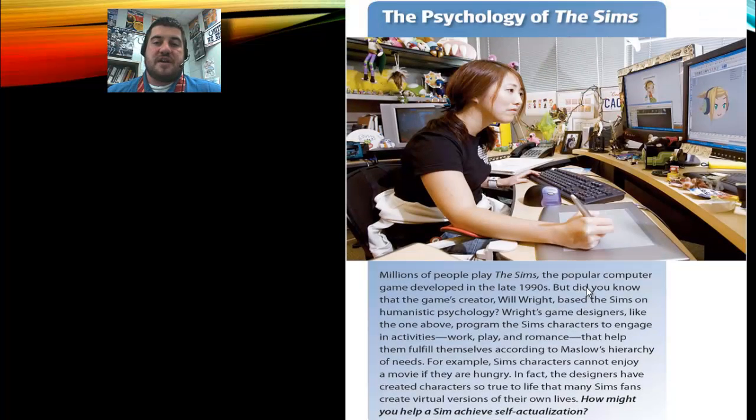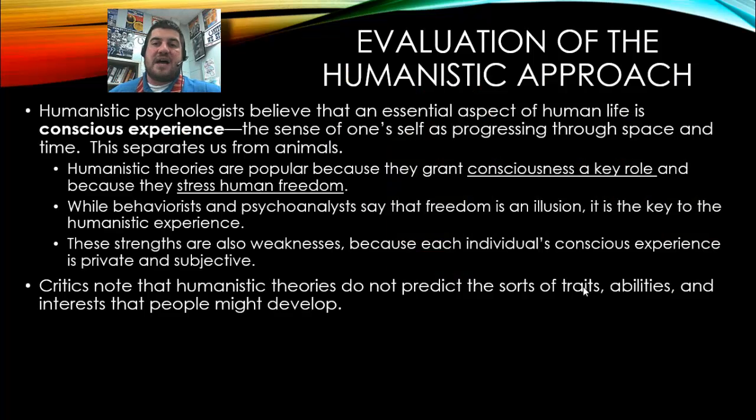And this is just a little thing from your book, but I wanted to put it here because it's from The Sims. The Sims is a popular game, and the creators actually focus the game's needs on Maslow's hierarchy of needs. Your Sims won't do anything if they're not fed, or if they don't have any water, or if they're not clean. You know, they need those basic needs before they can move on to the psychological needs and the self-fulfillment needs. So how would we evaluate the humanistic approach?